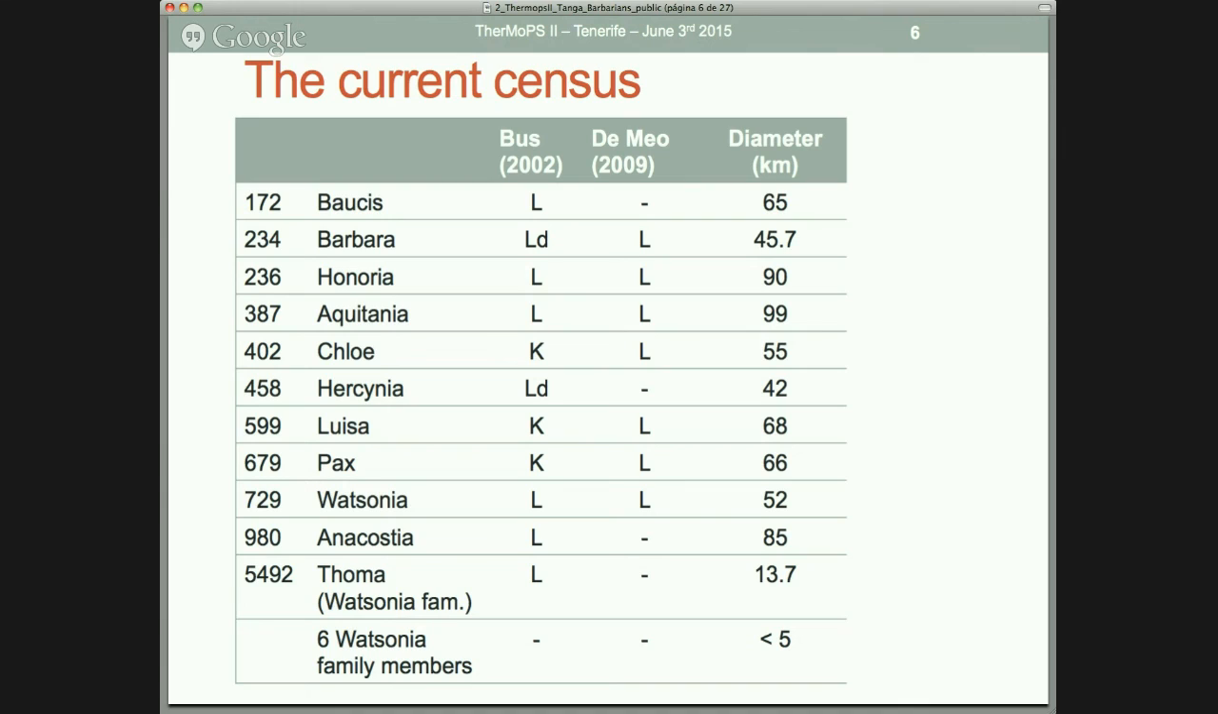Not many, okay? But the interesting thing, you can immediately see that they are spectrally very similar. In the Bus taxonomy of 2002, they all belong to the L, K, LD categories, so the spectra are not so different in the visible. And what's even more interesting is that if you consider the near-infrared extended taxonomy by DeMeo in 2009, they all fall into the L category, at least for those for which the taxonomy has been determined by DeMeo. So there is something related to the composition, to the mineralogy of those objects in the polarimetric signal. So where are they?